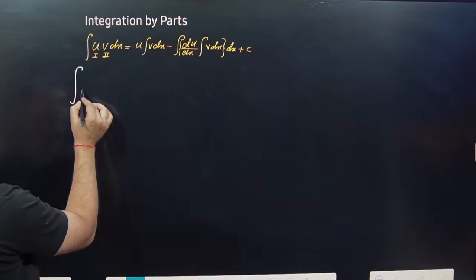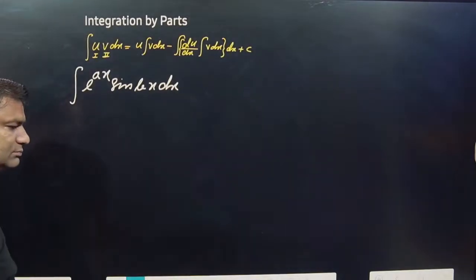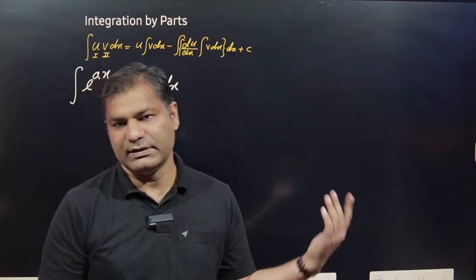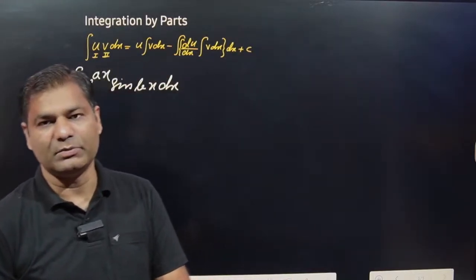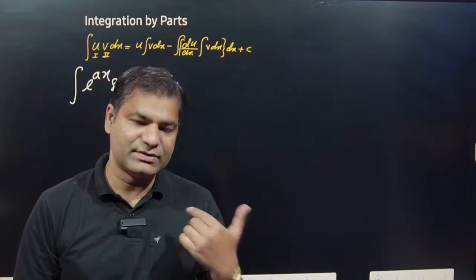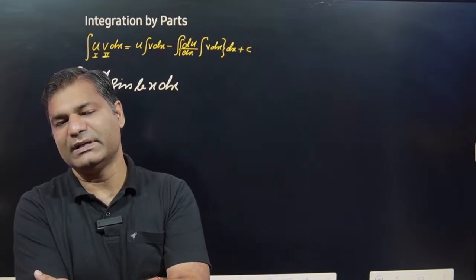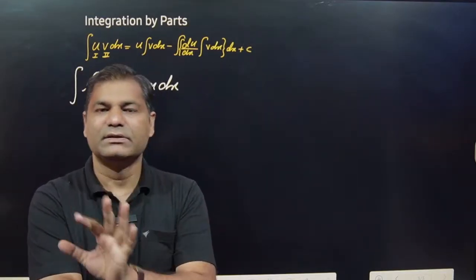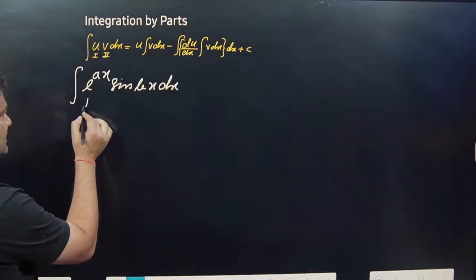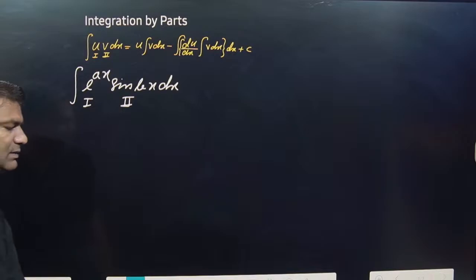Now the next problem is e to power ax into sine bx. Which one should we take first, which one second? E to power ax, here no function is in the form of a polynomial, okay? But you know the integration and differentiation of e to power ax. Second one, sine bx, you know its integration and differentiation too. So whichever you choose first or second, you get the same answer.